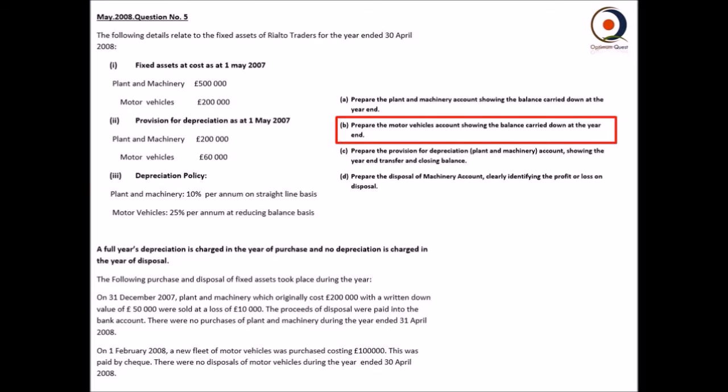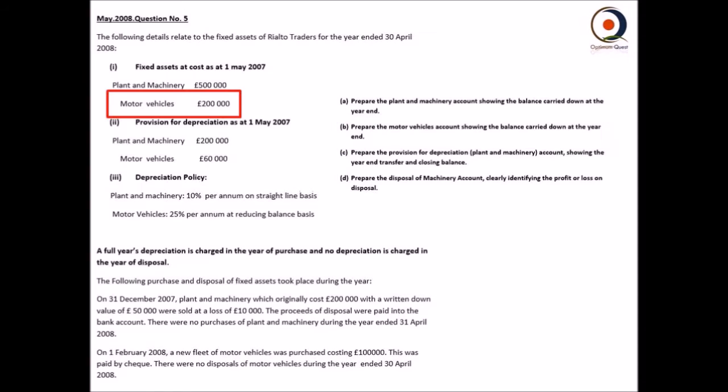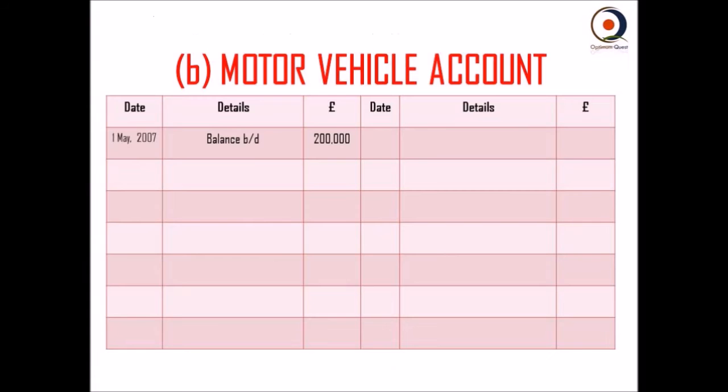Our next requirement is to make a motor vehicle account, which is also a fixed asset account. Since we have already prepared the plant and machinery account, I hope this is going to be very easy for us. The steps are the same: looking for a balance BD, any purchases and any disposals, and record them according to the format and balance it off. According to the question, we had motor vehicles worth £200,000 at 1 May 2007, which will be recorded as balance BD on the debit side of the motor vehicle account, just like this.